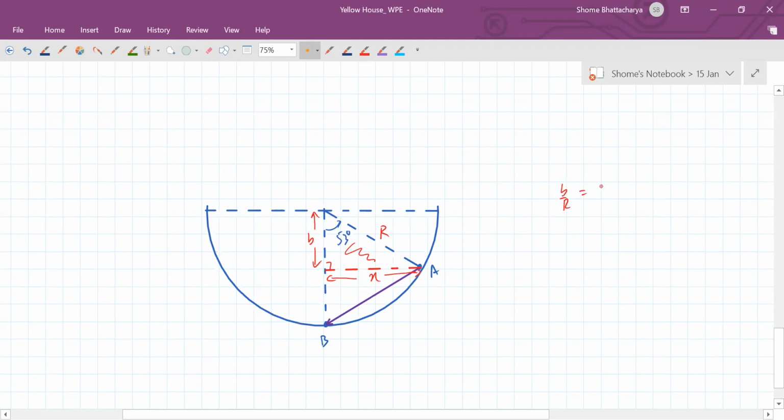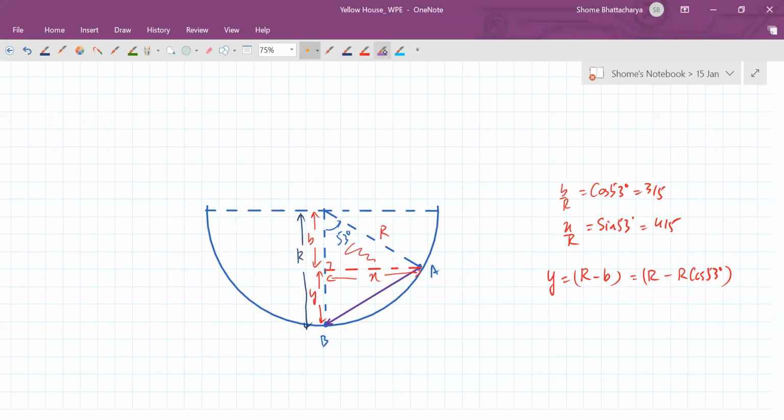So b by r is cos 53, which is 3 by 5. And x by r is sine 53, which is 4 by 5. Okay. And now for the displacement, we are looking for this component y. So y is, you can see, r minus b. So that is r minus r cos 53. Because again, this whole thing is r now.